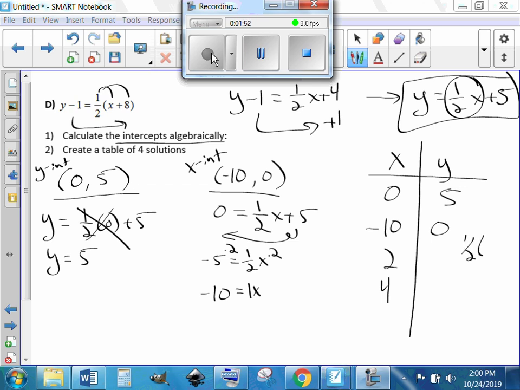So now it's 1/2 of 2 plus 5. That would be 6. And 1/2 of 4 plus 5. That would be 7. Those are 2 more solutions to this equation.